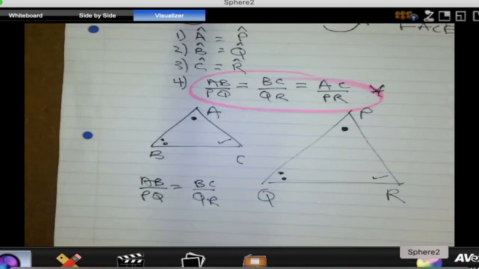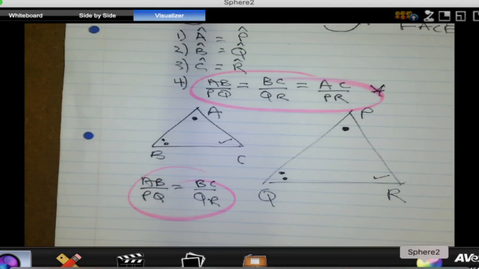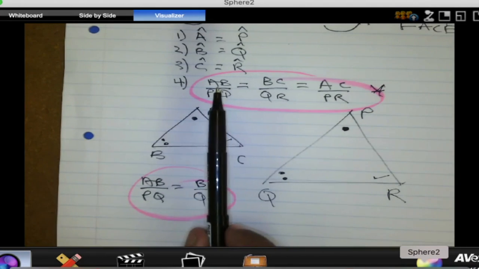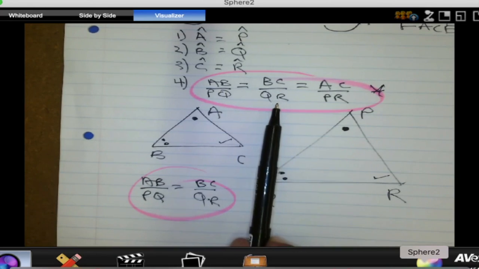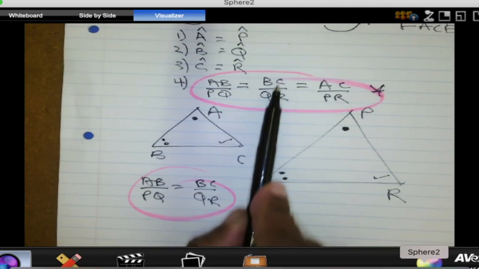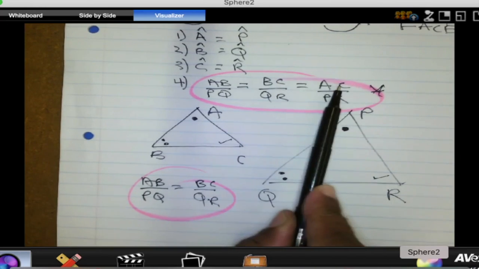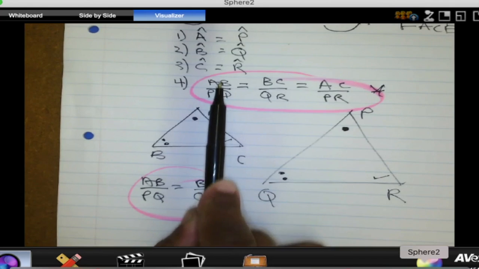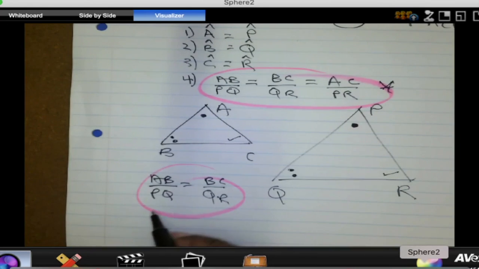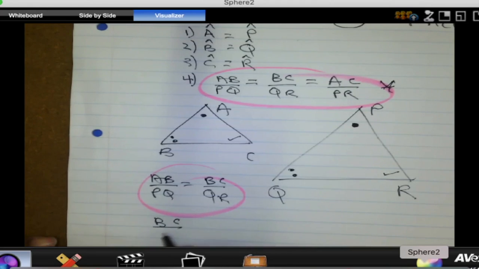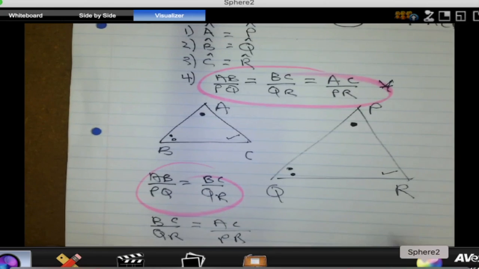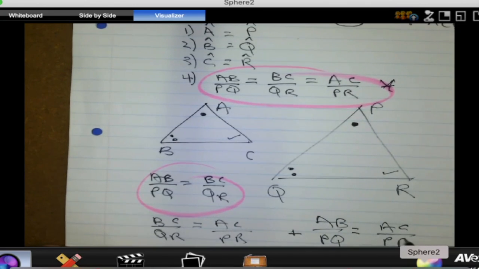This here is three equations. I've just written the one equation there. So one of them is AB over PQ is equal to BC over QR. The other one could be this one here is equal to that one there. So that's another equation. The third one could be this one here equal to that one there. So I can just write them down separately. So the other equation is BC over QR must be equal to AC over PR. So that's another one. Then the last one could be AB over PQ is equal to AC over PR.